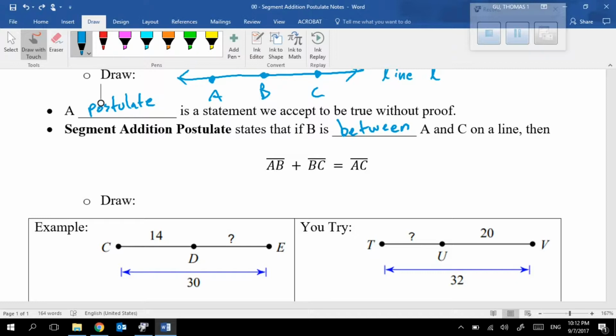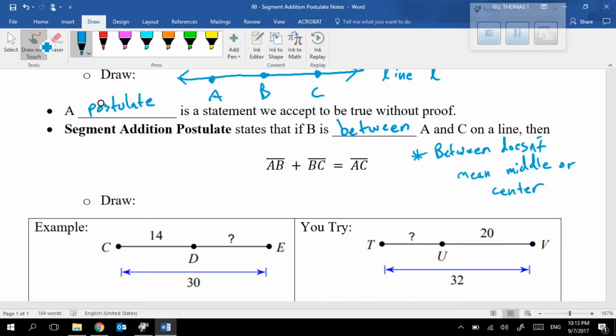By the way, between, let me give you a little asterisk here. Between does not, write this down, between doesn't mean middle or center, okay? Between literally just means it's between those 2 points. It could be anywhere. So for example, let's draw the picture.